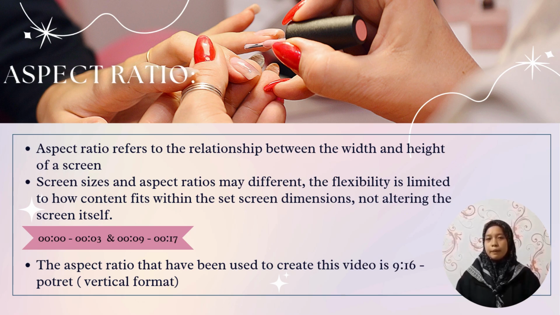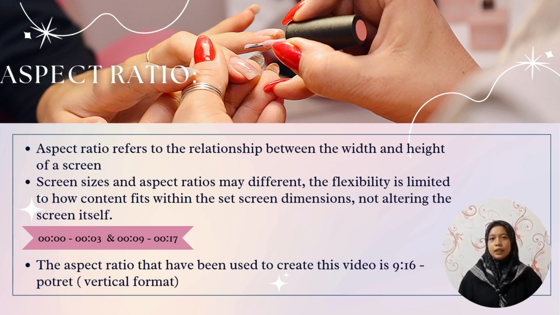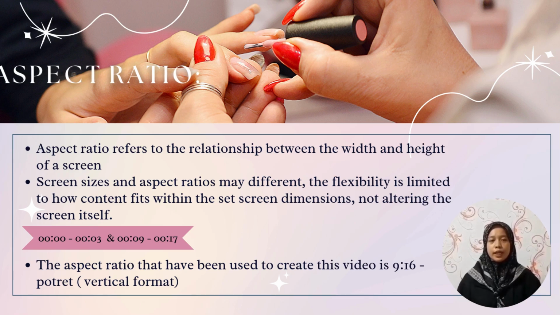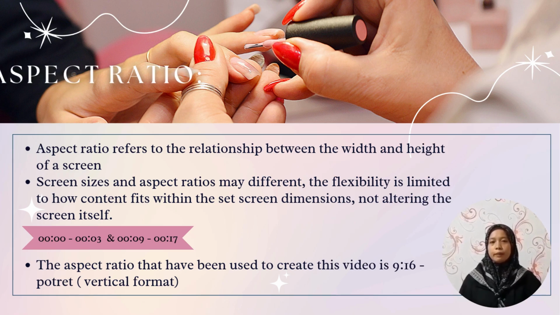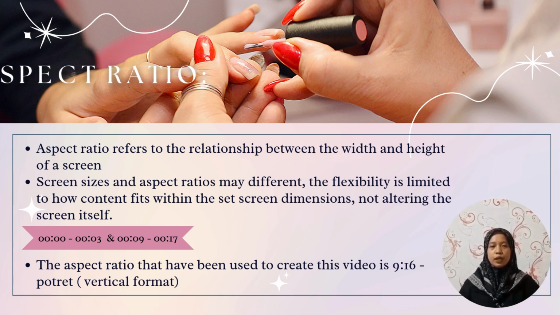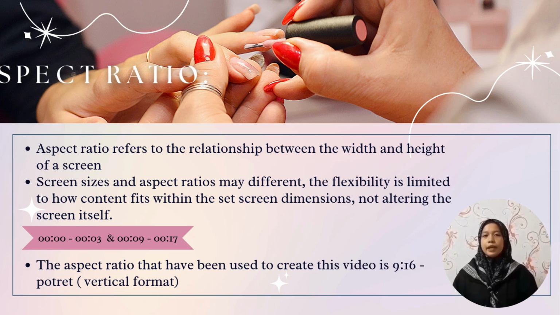Today I will explain about the aspect ratio. Aspect ratio refers to the relationship between the width and the height of the screen. Screen size and the aspect ratio may be different. The flexibility is limited to how content fits within the set screen dimension, not altering the screen itself.